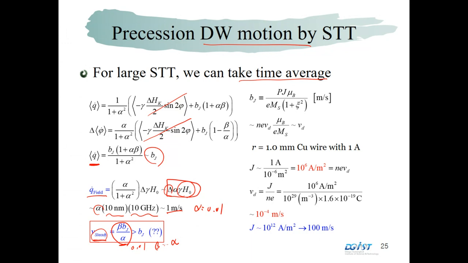Okay, and here, as we already mentioned, Bj is a velocity, and it is proportional to the drift velocity of the electron. For a moderate current density, like this case, the velocity is very, very small. In other words, to achieve fast domain motion, we need a very huge current density. That's the limitation of this technology. We have to reduce this current.